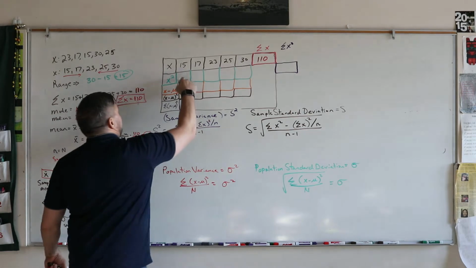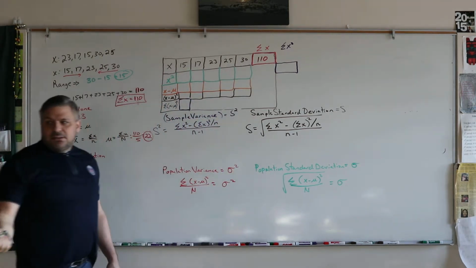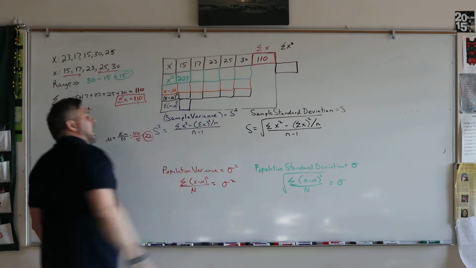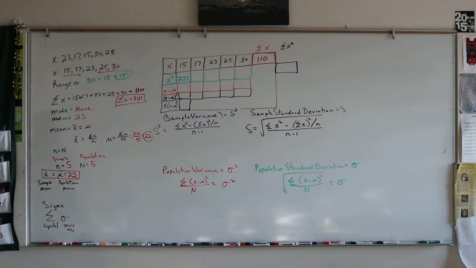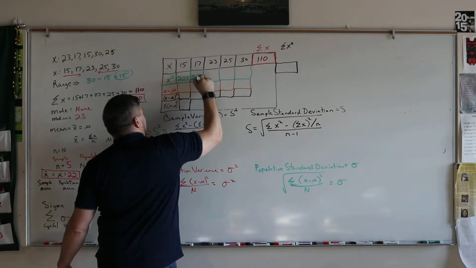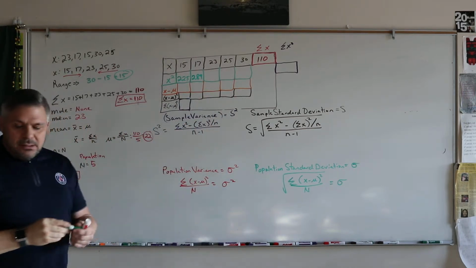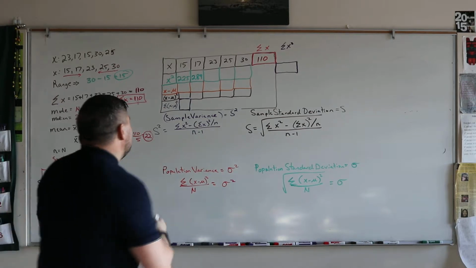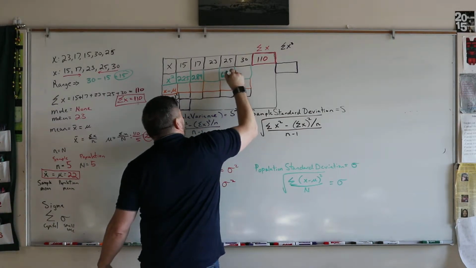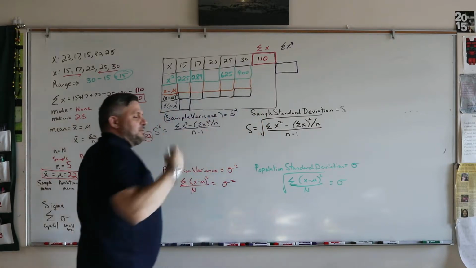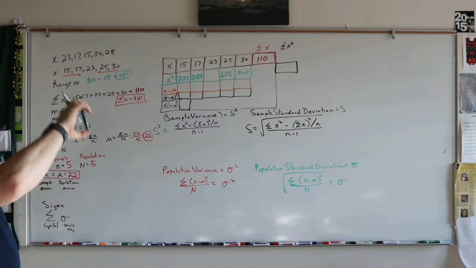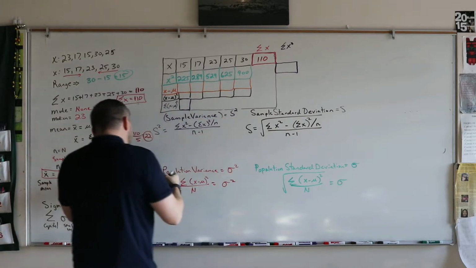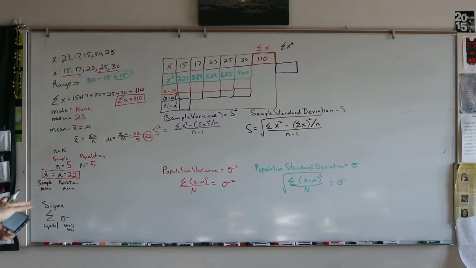All you do is square each one of these. So 15 squared is 225. And 17 squared, isn't that 289? Can you double check that for me? 17 squared, 289. Perfect. Then 25 squared is 625, and 30 squared is 900. And 23 squared, that's the one I cannot remember. That's 529. Perfect. Thank you. So we got all those numbers correct. We don't want to mess that up.